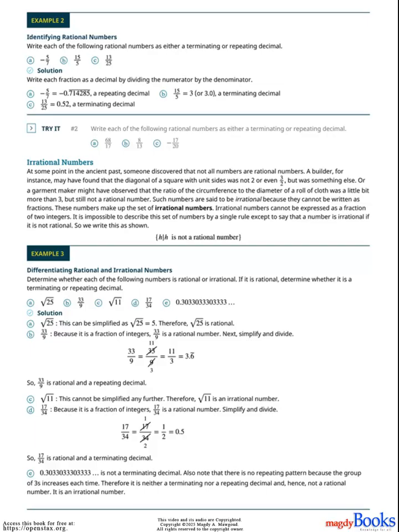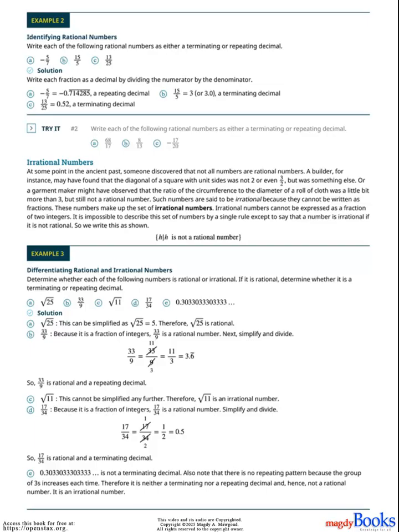Solution. Write each fraction as a decimal by dividing the numerator by the denominator. A. -5 over 7 equals -0.714285 with a bar, a repeating decimal. B. 15 over 5 equals 3, or 3.0, a terminating decimal. C. 13 over 25 equals 0.52, a terminating decimal.